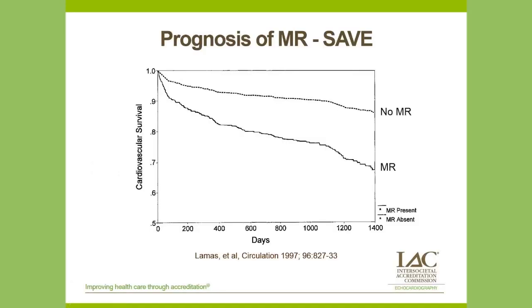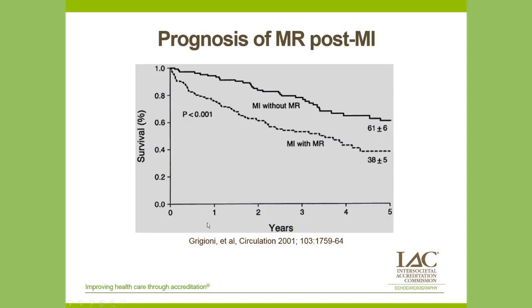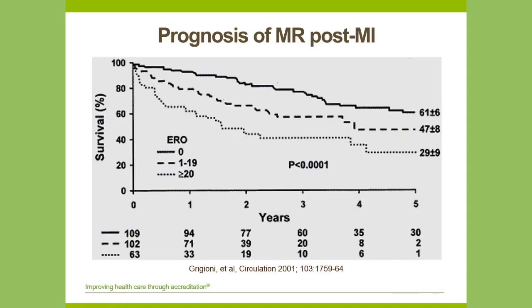So let's just talk about prognosis of secondary MR for a minute. There's a whole bunch of slides. I'm going to go through them really quickly to try to keep us on track here. But this was from the SAVE study, which is an acute MI study. If you have MR, you did much worse than if you didn't have MR. And this is a chronic MR study. It gets quoted a lot from Grigioni, Mayo Clinic. Again, MI without MR did much better than MI, myocardial infarction with MR. So the prognosis is really important here.